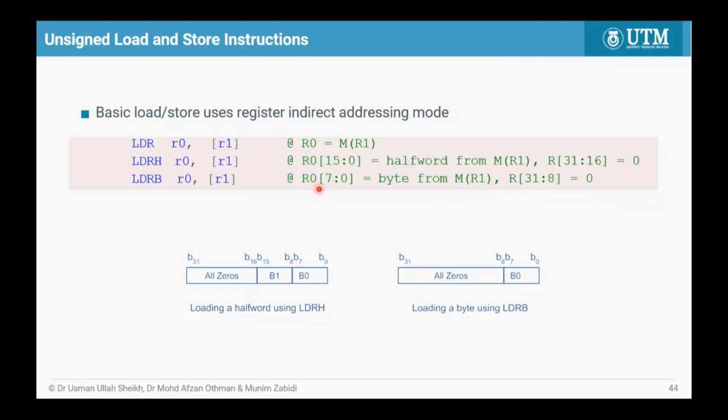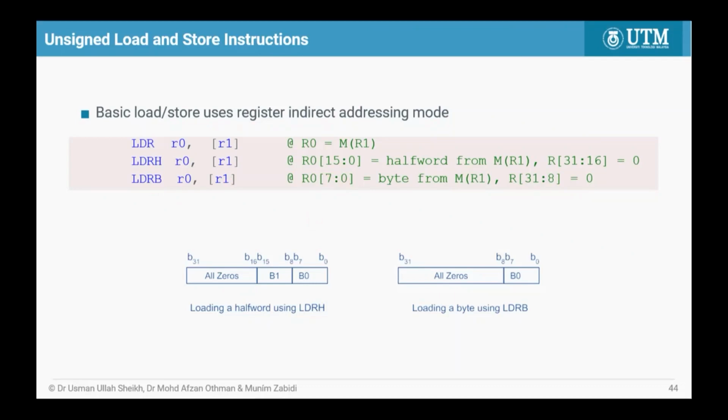Meanwhile, for LDRB R0, [R1], you go to the location pointed to by R1, take the value, but you only take a byte of data, which is 8-bit data from bit 0 to bit 7, and put it into R0. So this is what happens for LDRB, and the previous one was for LDRH.